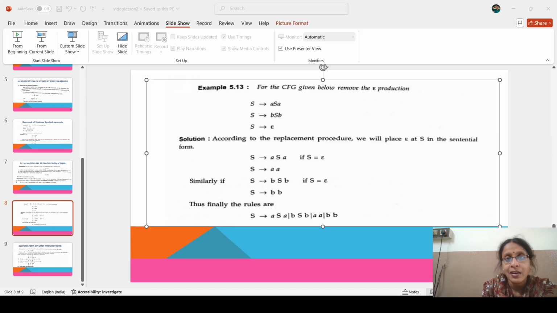How we can easily identify a unit production: if there is a single non-terminal on the right hand side and a single non-terminal on the left hand side, then we can say these are unit productions. We have to remove those unit productions.